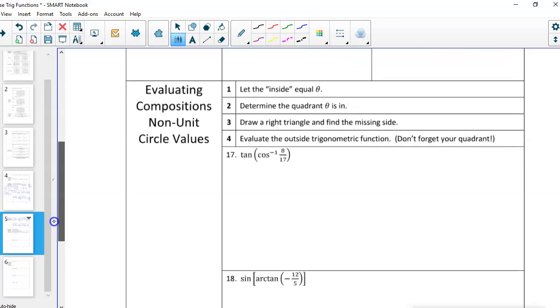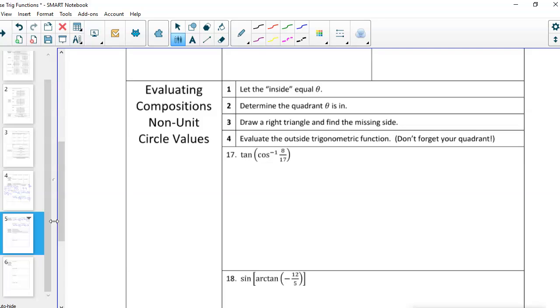This last part is a little different because you're given numbers that you don't know. Anytime you see a number that you don't know, assume that we're going back to the triangle where we have to find the missing side and use our x, r, y definitions.